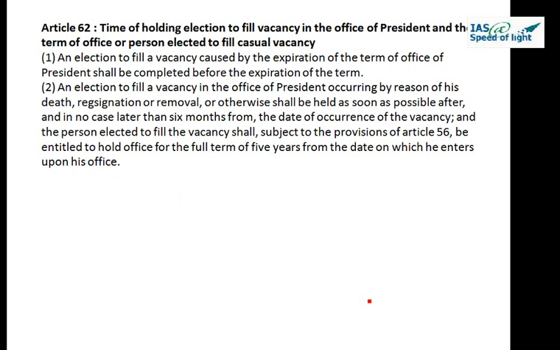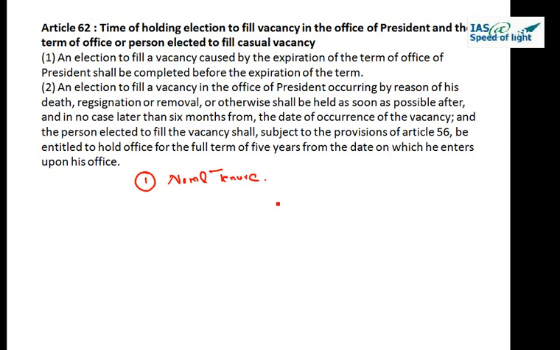Now coming to the next article, Article 62, it tells us about the time of holding election to fill a vacancy in the office of president and the term of office of a person elected to fill the casual vacancy. There are two things in this. The first is that the president has completed his normal tenure of 5 years. Then the election for the new president should be held before the expiry of the term of the old president, within the 5 years, before the completion of 5 years of the old president.